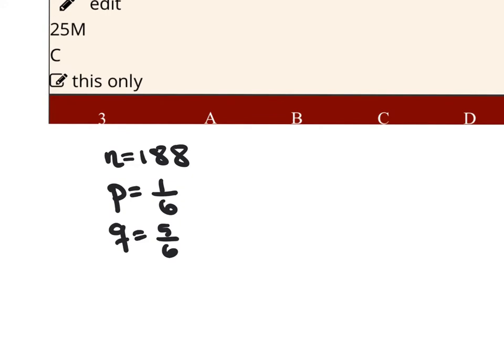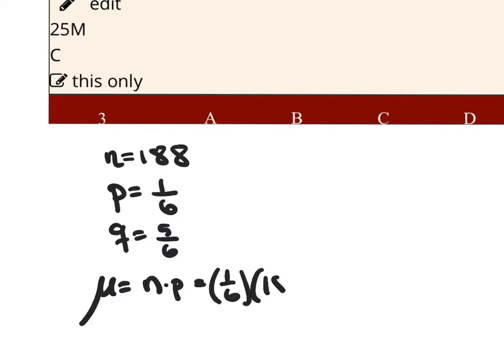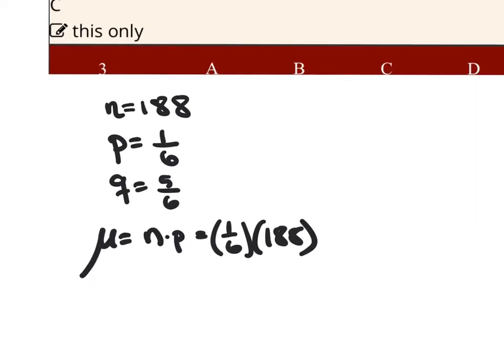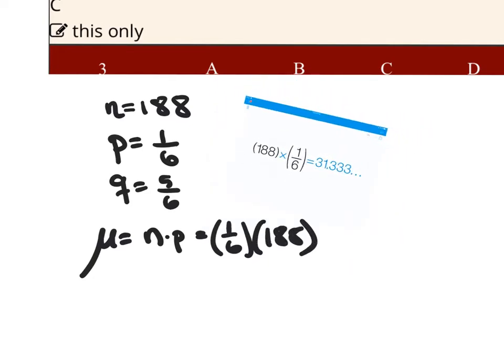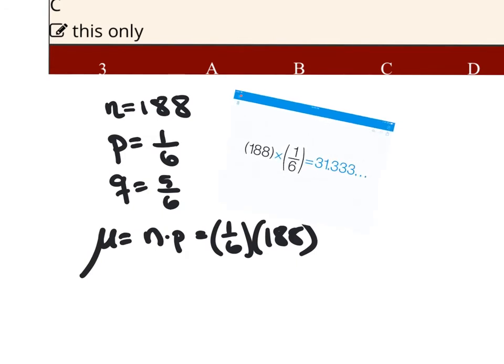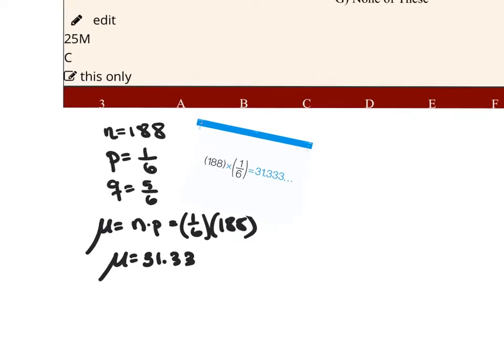What would the expected value be? The expected value would be n times p, or 1/6 of the 188. I switched them here, but it's the same thing. 188 times 1/6. What does that give us? So it looks like the expected number of times that we would get a 4 would be approximately 31 times. More precisely, it would be 31.33. That's our expected value.